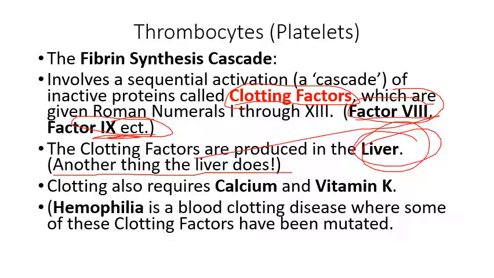The liver makes the clotting factors, factor 1, factor 2, factor 3, 4, 5, 6, 7, 8, 9, that allow the blood to clot. That's another thing the liver does. This clotting requires calcium and also vitamin K.